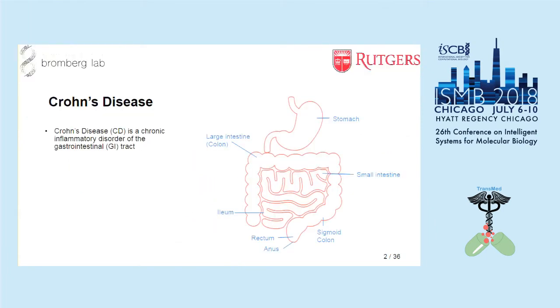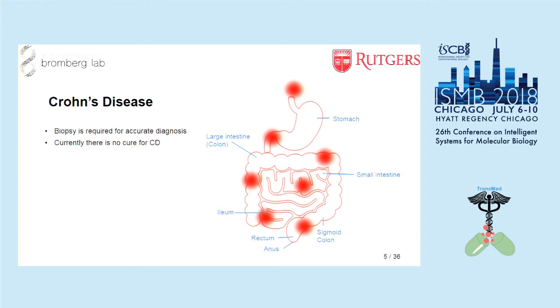So first, a brief introduction of Crohn's disease. It's a chronic inflammatory disorder in the GI tract. It's one main category of inflammatory bowel disease. It often happens at the ileum, but it can also happen anywhere from mouth to anus. Biopsy is now often required for accurate diagnosis of the disease, and currently there's no cure for this disease.